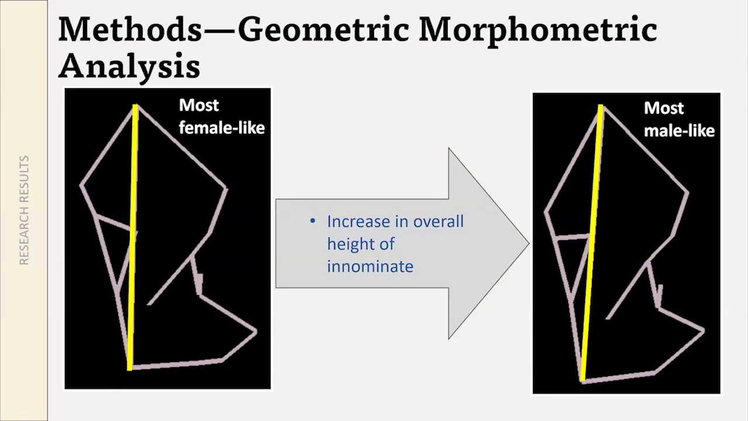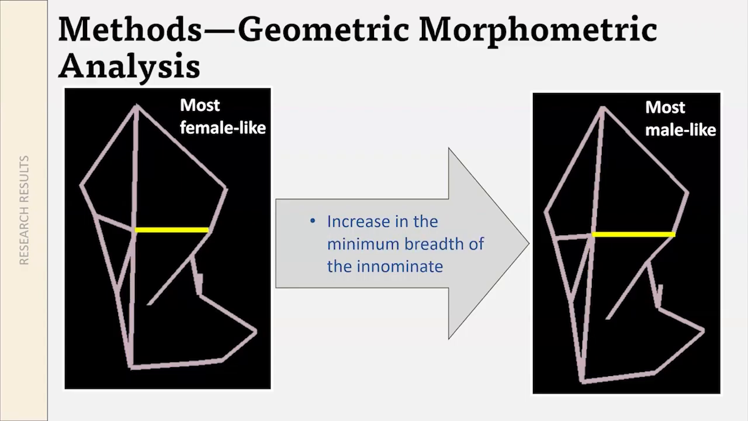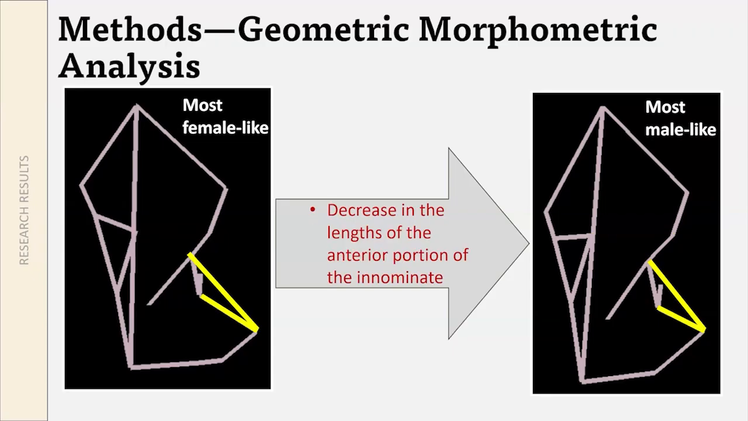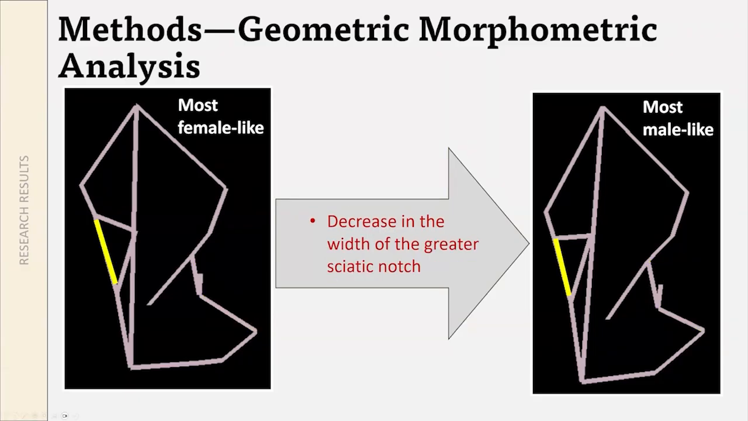Summarizing some of these changes captured in the GM analysis, we can see that from the most female-like or most negative PCs to the most positive PCs or the most male-like innominate, there is an increase in the maximum innominate height, an increase in the minimum breadth of the innominate, a decrease in the lengths of that anterior portion of the innominate, which includes the minimum and maximum pubis lengths, and a decrease in the width of the greater sciatic notch. Most of these changes shown in the GM shape analysis were also reflected in the metric analyses.